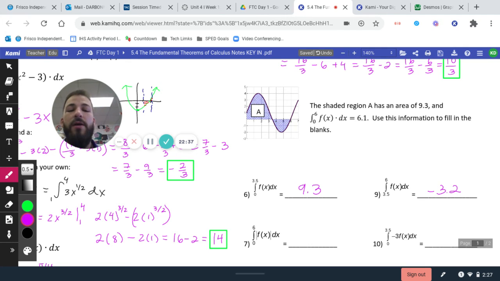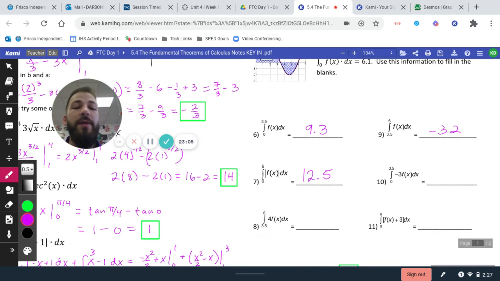So there we go. All right, number 6, I want the area from 0 to 6 of the absolute value of f of x. So the absolute value, remember, that's going to make any negative area become positive area. So all of a sudden, this negative 3.2 from 3.5 to 6 becomes positive 3.2. So 9.3 plus 3.2 for my total area would become 12.5.